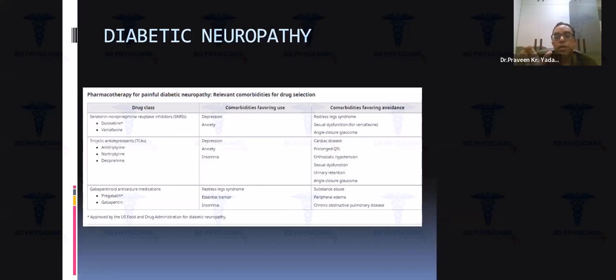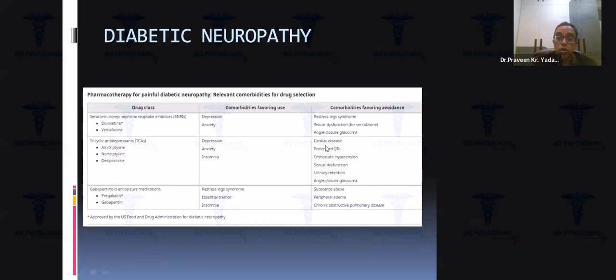Similar to that of gabapentin and pregabalin, amitriptyline is more potent, so it has more side effects. There is more dry mouth, more orthostatic hypotension, urinary retention, glaucoma, delirium, memory loss, and all these are more with amitriptyline, while nortriptyline will have fewer side effects, but the potency is also less. And you should know the side effects.